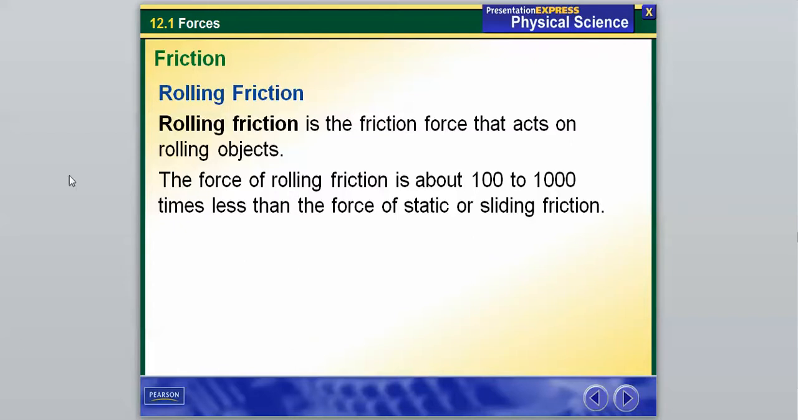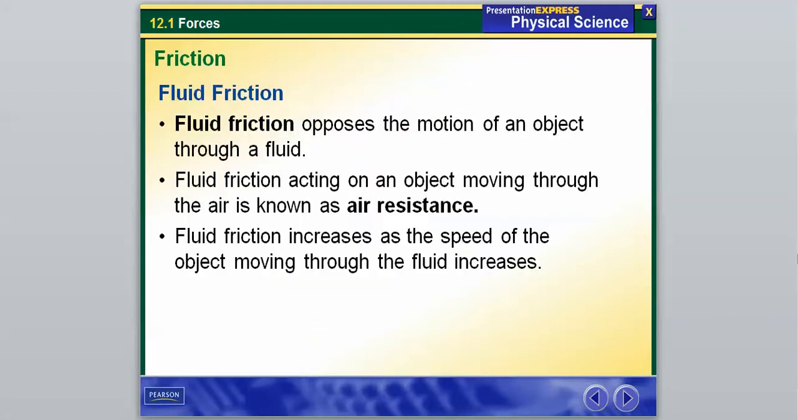So rolling friction allows an object to move a lot easier because it's a little bit less of a friction force than static or sliding. And our last type of friction is called fluid friction, and it opposes the motion of an object through a fluid. So instead of having wheels or ball bearings, now we're going to have movement through a fluid, which can be like water. Fluid friction acting on an object moving through the air is known as air resistance, and fluid friction increases as the speed of the object moving through the fluid increases.